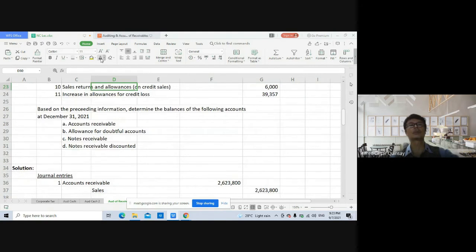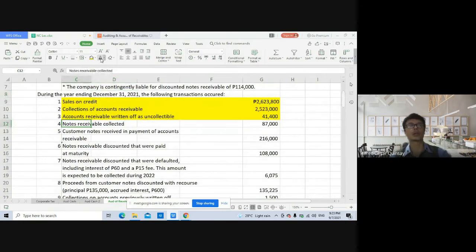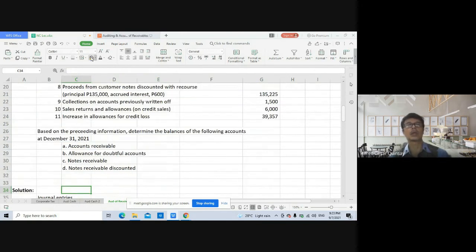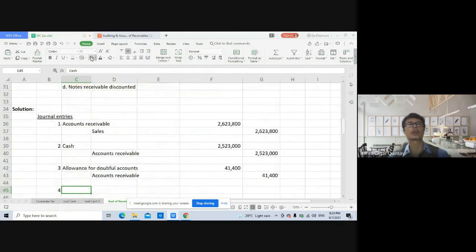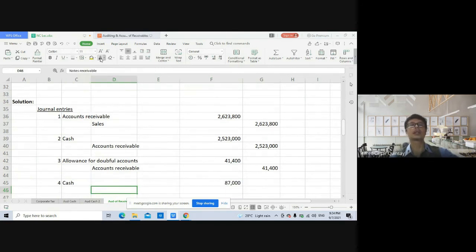Okay. Next number 4. Notes receivable collected for 87,000. Okay, so notes receivable collected for 87,000. So there's a collection, so there must be cash. Debit for 87,000 and credit, of course, na-collecta na. No? Parang sa bank record, pag na-collecta na, i-credit na yung notes receivable for also the same amount, 87,000.